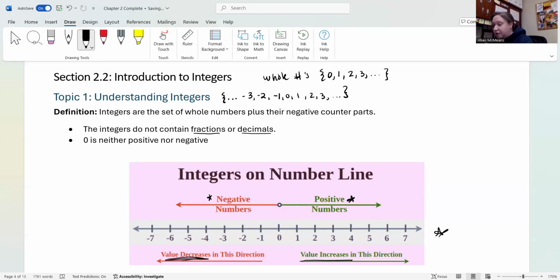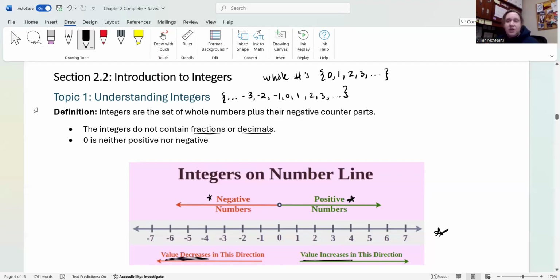So that's kind of how the integers work. Make sure you understand that there's no decimals, no fractions. 0 isn't positive or negative. It's just 0. And then anything to the right of 0 on a number line would be positive. And as you go further and further to the right, you're getting bigger. Anything to the left of 0 would be considered negative. And the further you get away from 0 to the left, the smaller the number is getting.